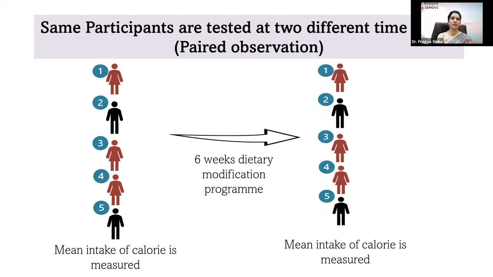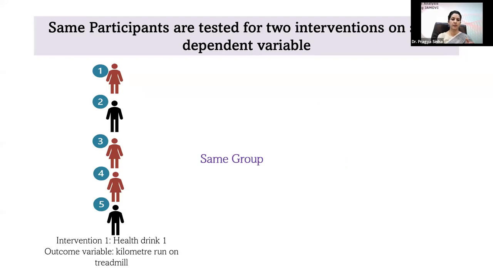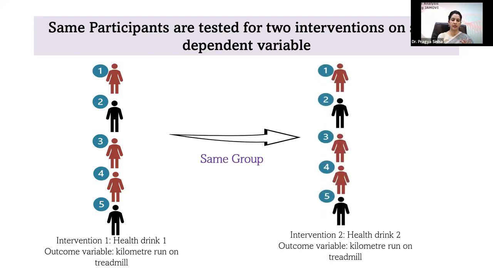And if I want to see what is the difference between these two values, I'll go for a paired t-test. This is again the same health drink one and health drink two. They have now run one kilometer. And again, I want to see. So this is for the example of two interventions.